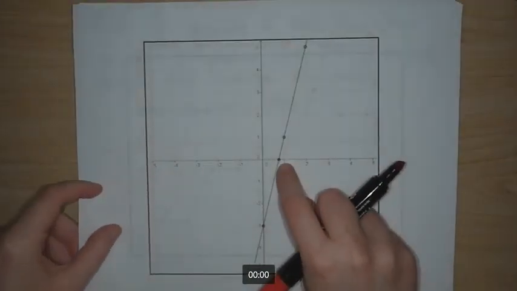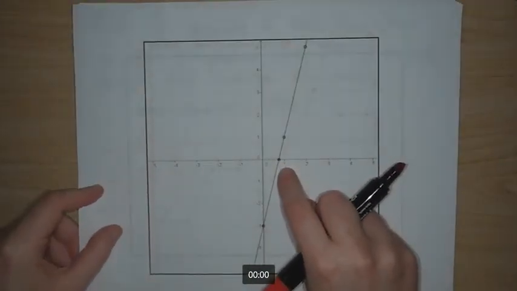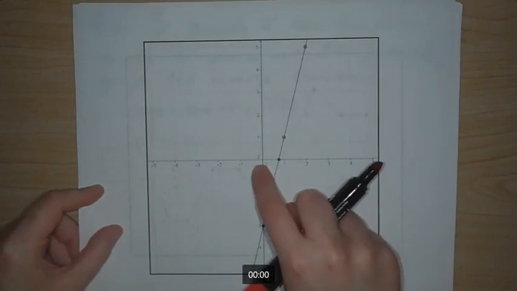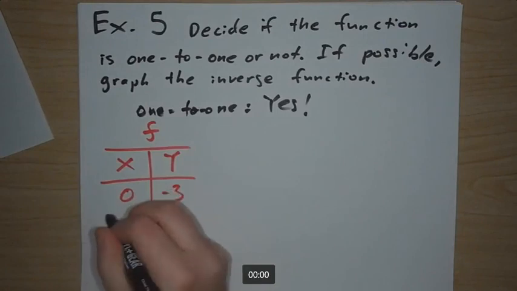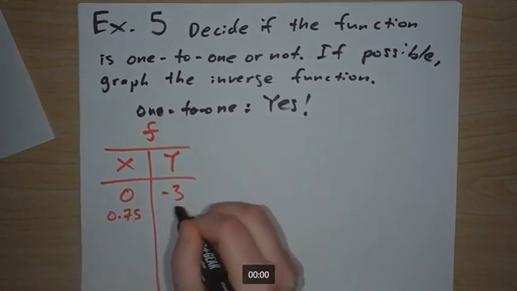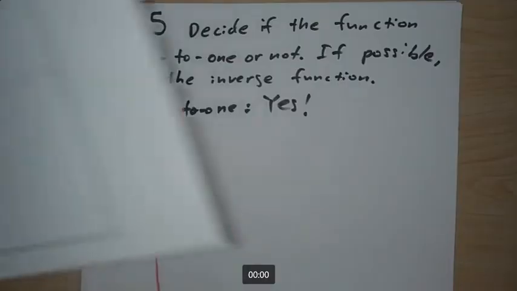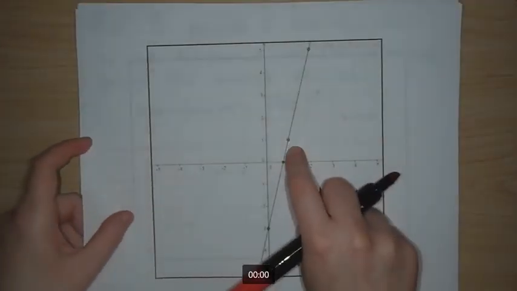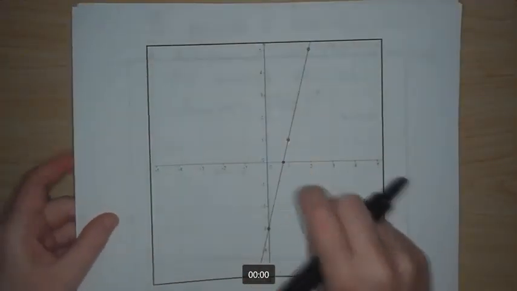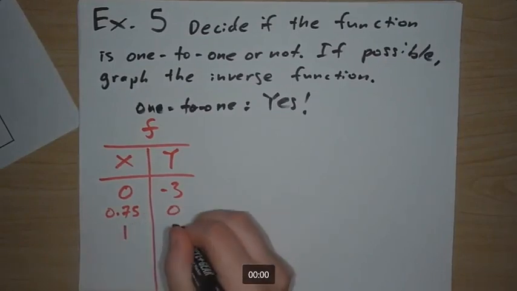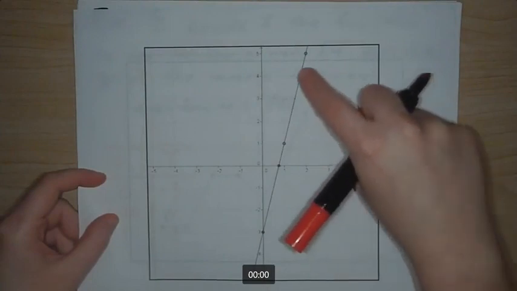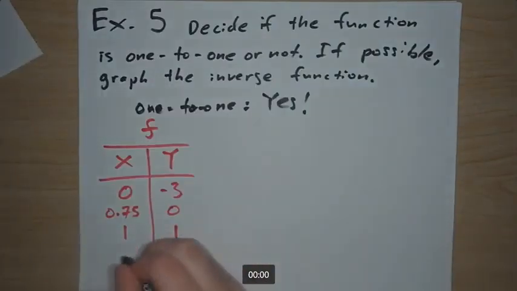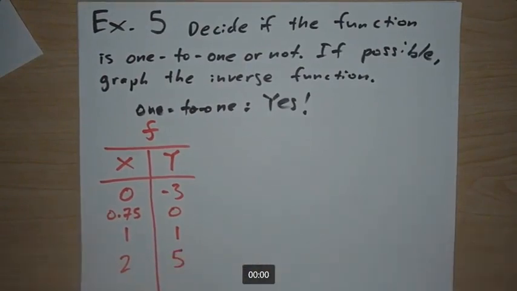For this point, we have about 0.75 for our x value and 0 for our y value. So 0.75 and 0. And then for this point here, we have x is 1 and y is 1. So 1, 1. And for this last point, we have x is 2 and y is 5. So we have 2 and 5. And that's the function that we have.